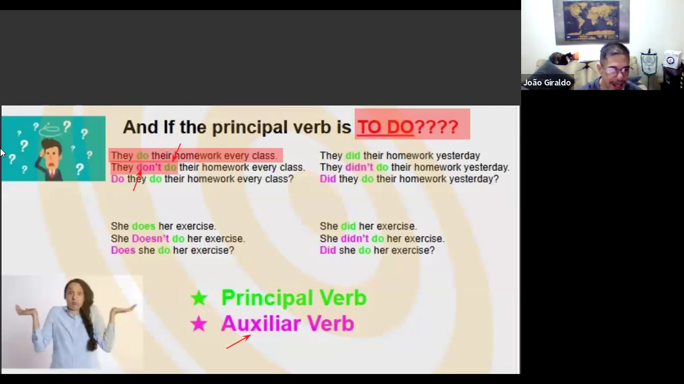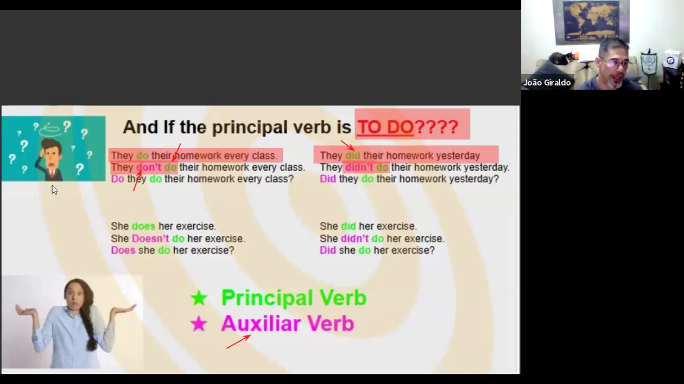Here in the past is the same situation, guys. My sentence in affirmative: they did their homework yesterday, and here did is the past of the verb to do. To make my sentence negative, we need to use the auxiliary verb of simple past, did plus not, didn't, and my principal verb returns to the infinitive form. And my principal verb is the verb to do. So: they didn't do their homework.